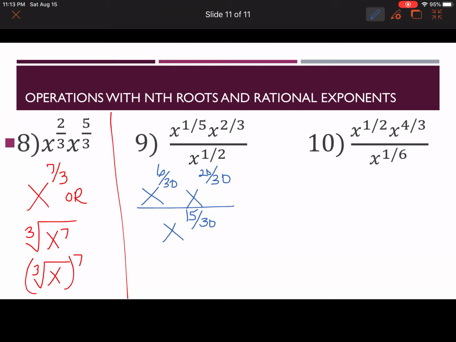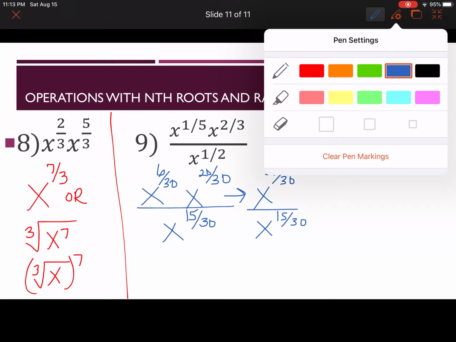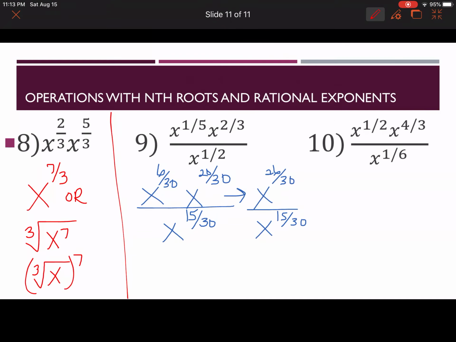So we're going to begin by adding our numerator. So that gives us x, and then that's 26 over 30, and that's over x, 15 over 30. Okay, and then we still have our common denominator, so we can subtract. And our final answer will be x to the power of 11 over 30.